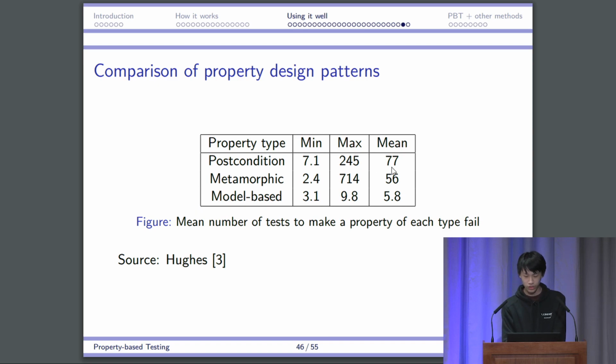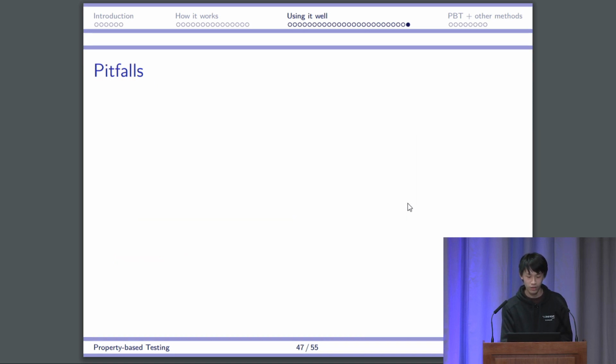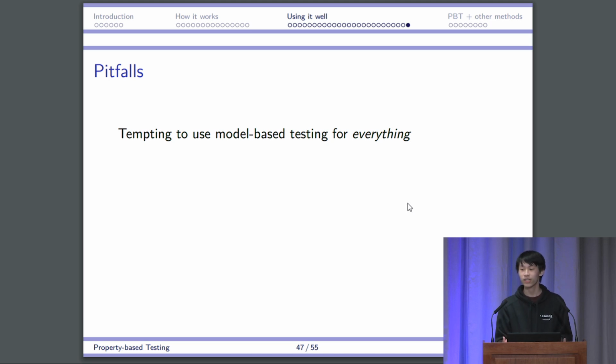So postcondition tests take an average of 77 test cases to find a failing case. Metamorphic tests take an average of 56 test cases, and model-based tests take an average of 5.8 test cases. So model-based tests basically blow the other two properties out of the water. And okay, well, you might be thinking, why can't I just use model-based testing for everything? And well, the slide is titled Pitfalls, so I guess you'll find out.